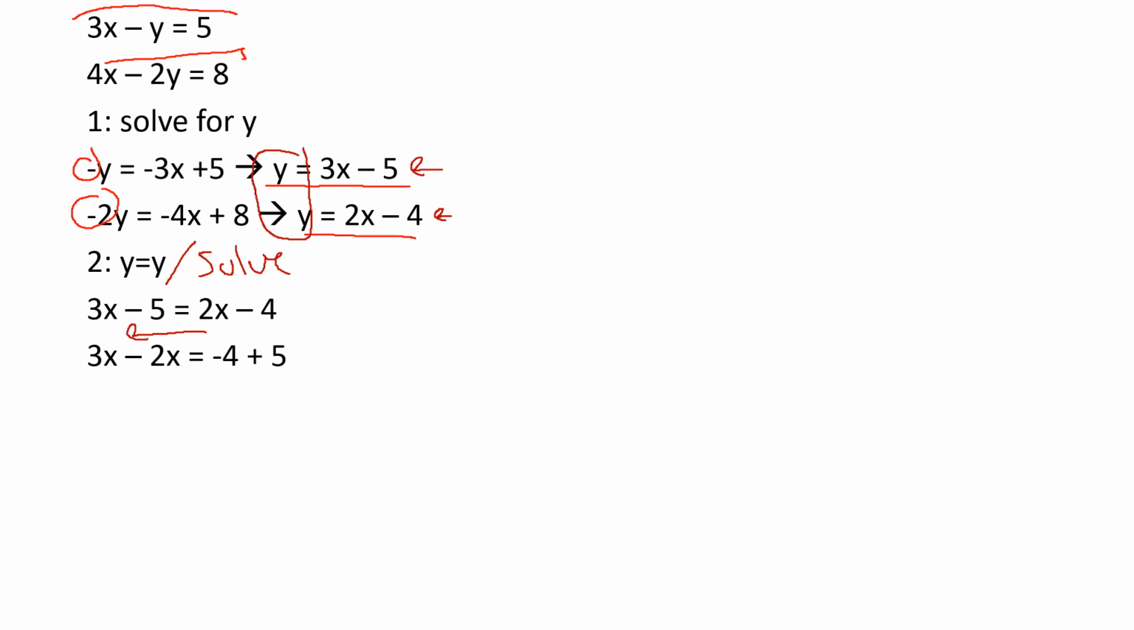Move your x's over, move your whole numbers over. My understood plus 2x becomes minus. My minus 5 becomes plus 5. 3x minus 2x is 1x. -4 plus 5 is 1. 1x equals 1, and 1x is the same thing as x, so x equals 1. There's my first part. So step 1, solve for y. Step 2, y equals y, and then solve it.